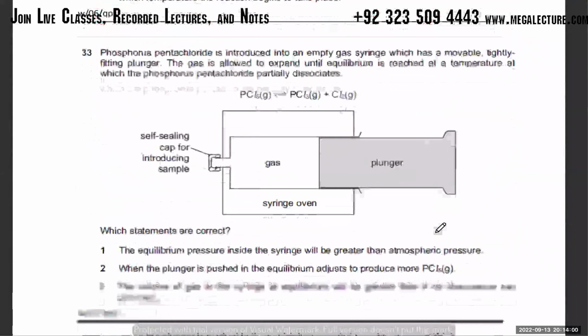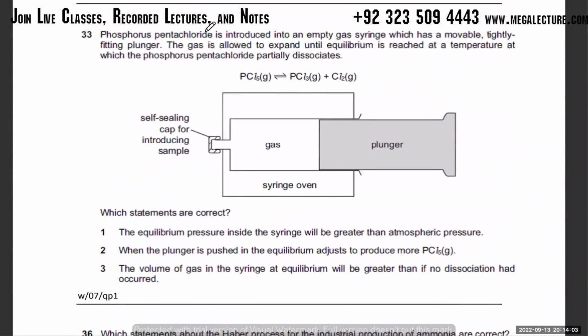अच्छा, फिर ये कि what is he doing over here, he's saying an equilibrium is reached and PCl5 partly. So there's PCl5, this is PCl5, phosphorus pentachloride. You only have PCl5 initially, and there's an empty gas syringe, which has a movable, tightly fitting plunger. The gas is allowed to expand until equilibrium is reached. So gas जो है ना वो decompose कर रही होगी ना, so that's why it's expanding. I mean, you had, let's say, 10 molecules, now you've got 20 molecules because PCl5 will start to decompose.